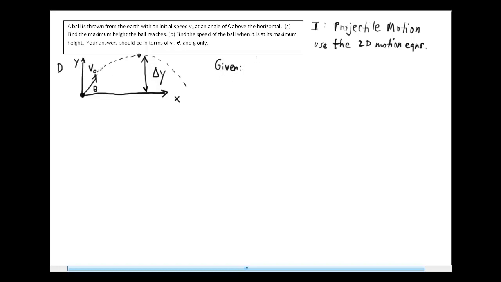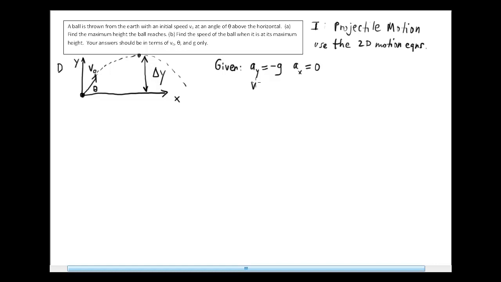So what we are given, and some of this is really simple, it's a projectile motion problem, so we know that a sub y is equal to negative g, a sub x is equal to 0. No acceleration in the x direction, because there's no force acting in the x direction. What else do we know?